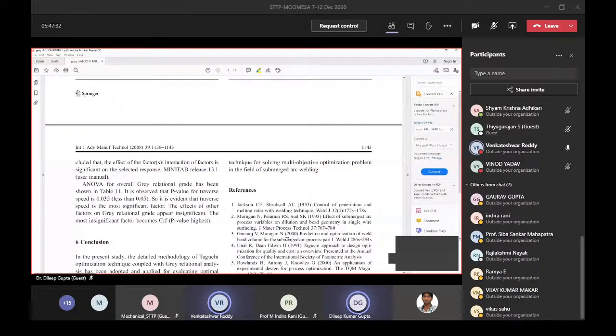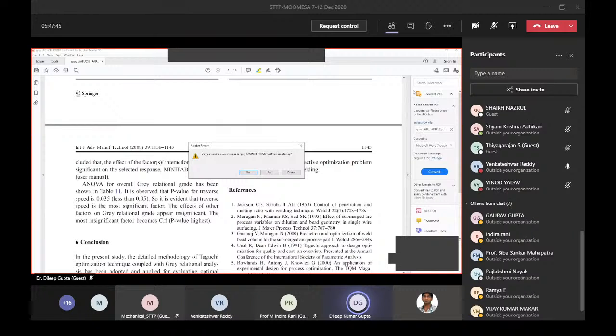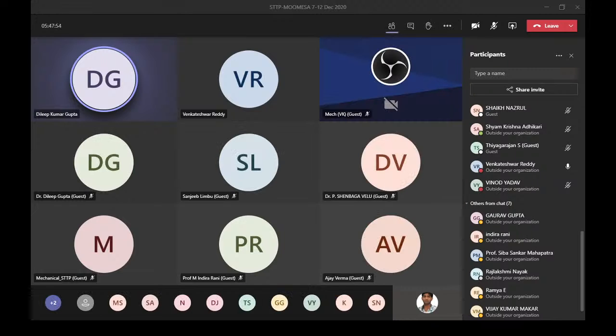Fine. So this is the one example I have taken for grey relation coefficient. I think I have discussed sufficiently from my side about this topic. Any other query from your side, please let me know. Otherwise, I will stop here today. Any query from your side?